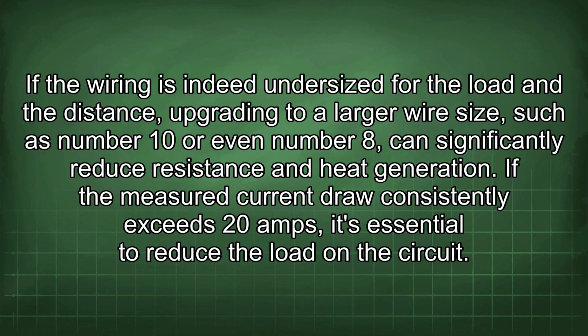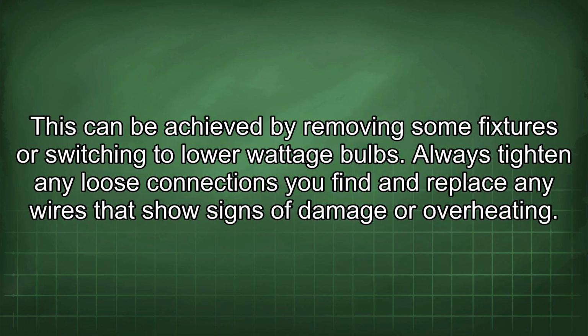If the measured current draw consistently exceeds 20 amps, it's essential to reduce the load in the circuit. This can be achieved by removing some fixtures or switching to lower wattage bulbs. Always tighten any loose connections you find and replace any wires that show signs of damage or overheating.